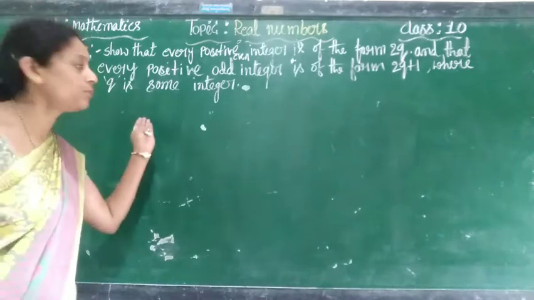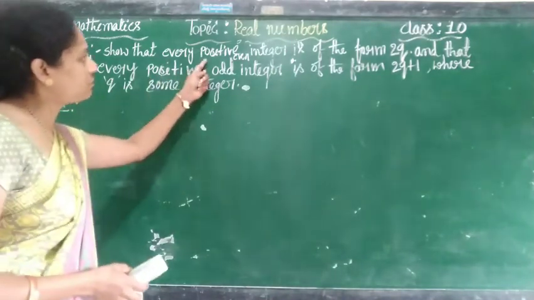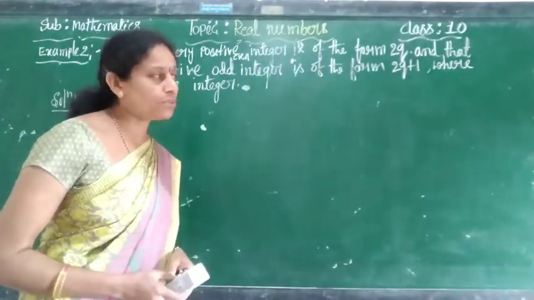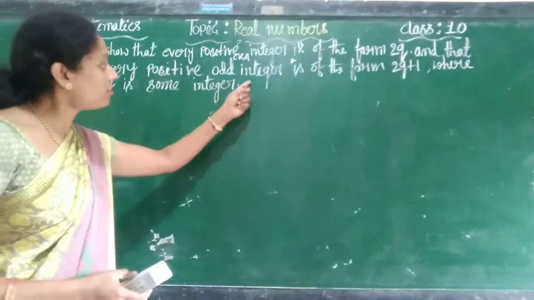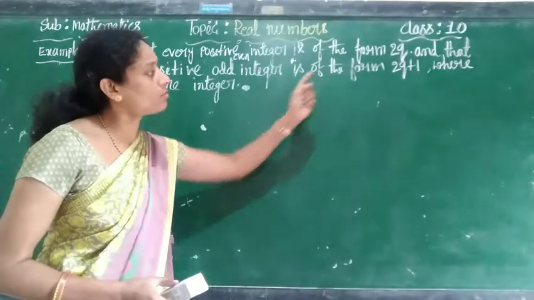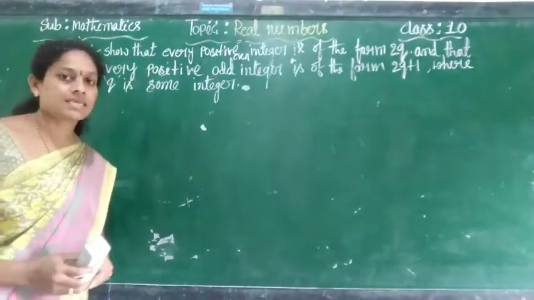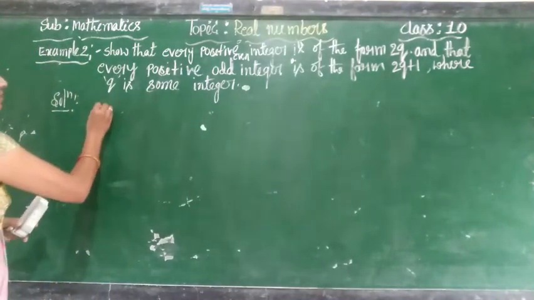Example 2. Show that every positive even integer is of the form 2q and that every positive odd integer is of the form 2q plus 1, where q is some integer. So, solution.